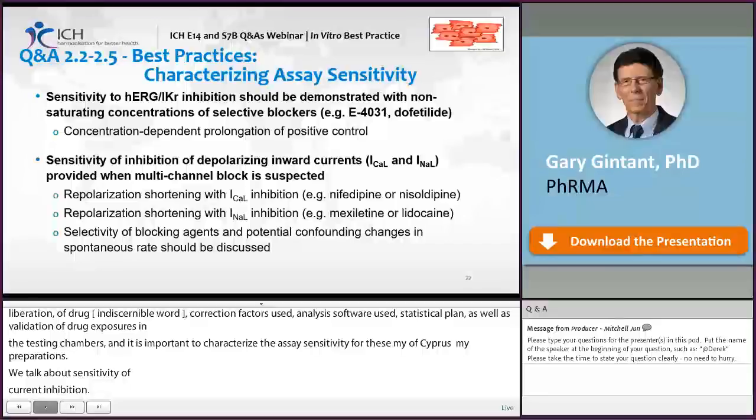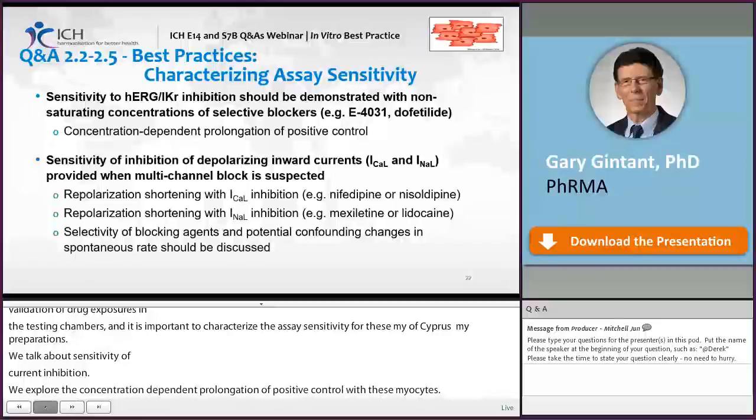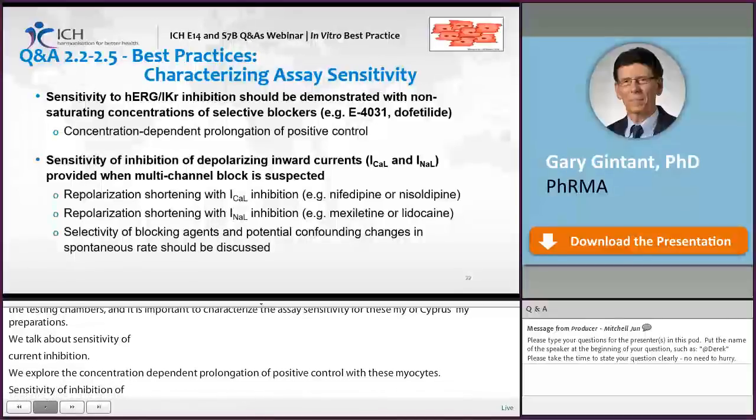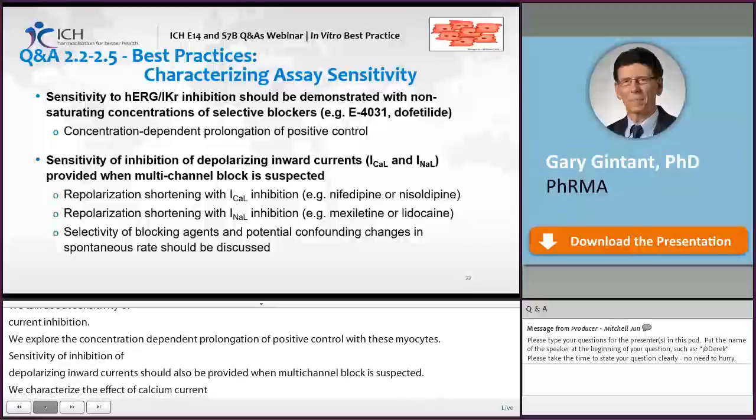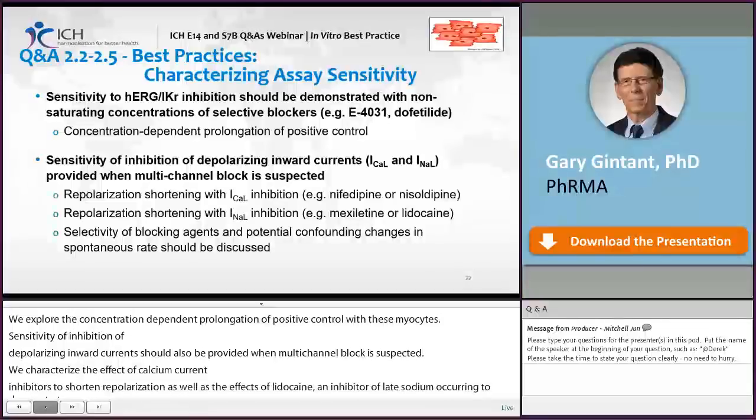Sensitivity to inhibition of depolarizing inward currents, the late calcium and late sodium current, should also be provided when multi-channel block is suspected. And here we're characterizing the effects of calcium current inhibitors such as nifedipine or nisoldipine to shorten repolarization, as well as the effects of mexiletine or lidocaine, two inhibitors of late sodium current, to demonstrate repolarization shortening with these agents. The selectivity of the blocking agents used and potential confounding changes in the spontaneous rate, should these occur, should be discussed.